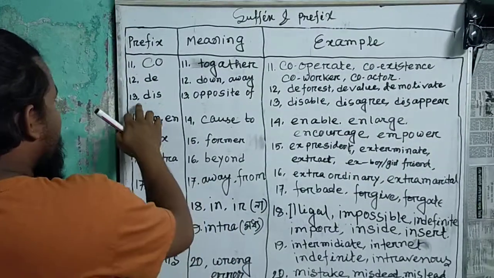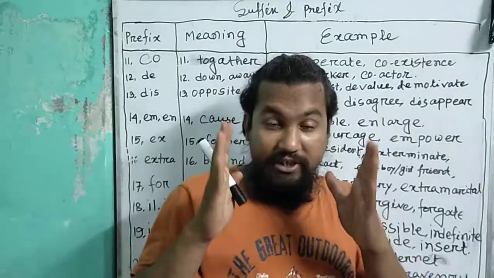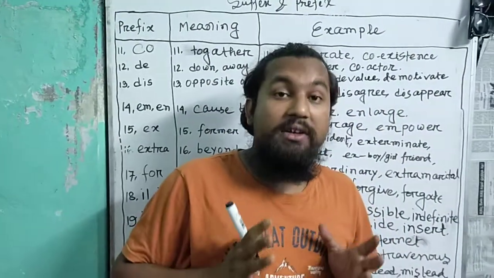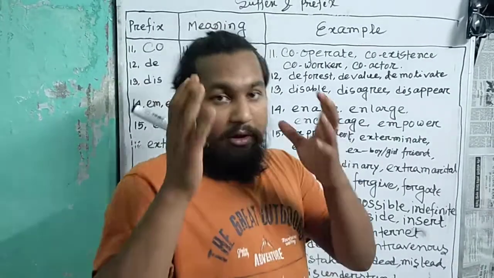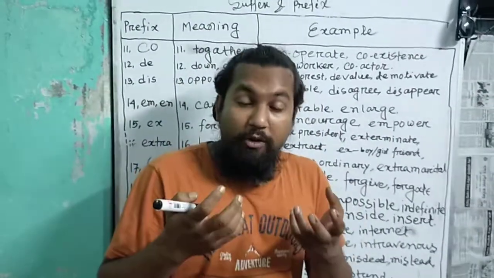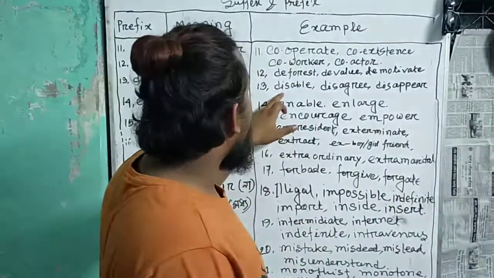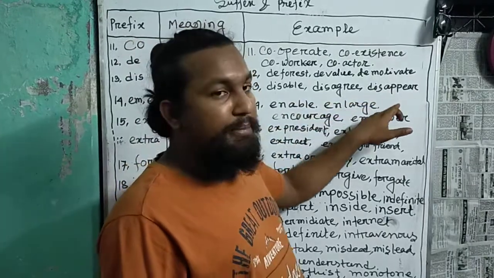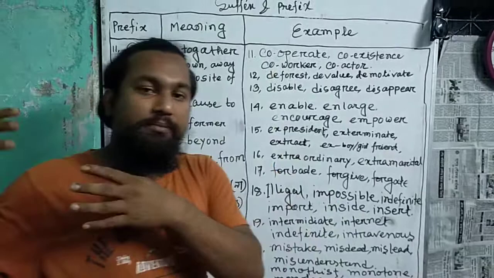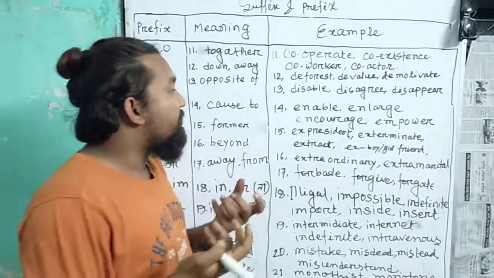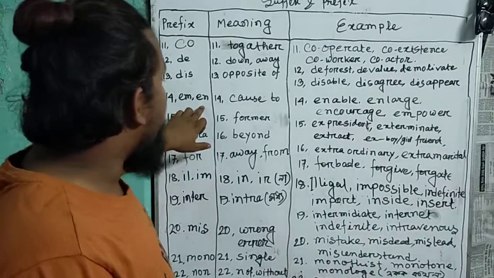On the other hand, number 13, dis means opposite. Here the opposite of the word is called dis. If you add dis before the word or before the keyword, it becomes a complete word, and that is disable, disagree, disappear, etc. Most of the words are like disagree or disappear, etc.